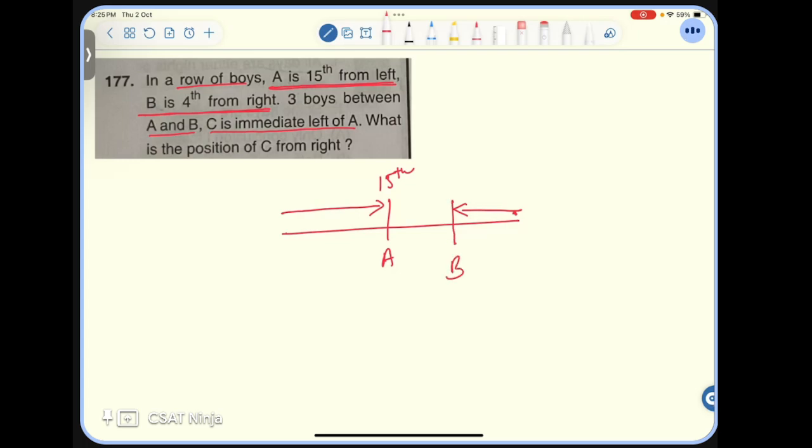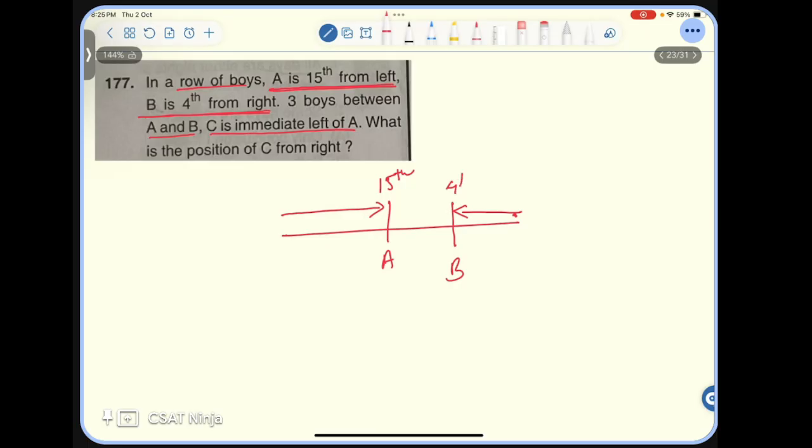And what does the question say? B is 4th from the right. Next, three boys are between A and B. That means there are three boys. I'll just write 1, 2, and 3. There are three boys between them.